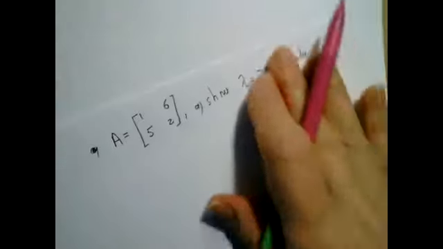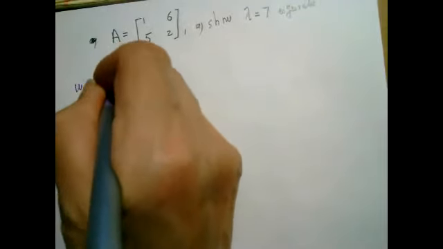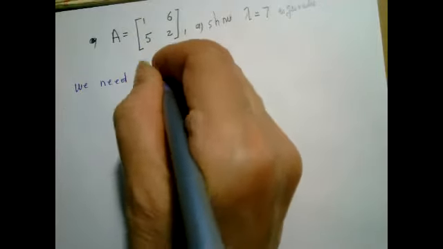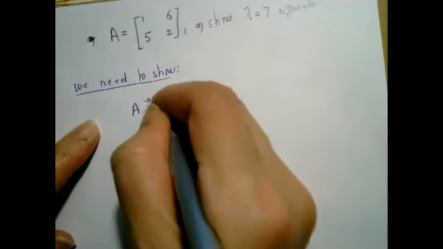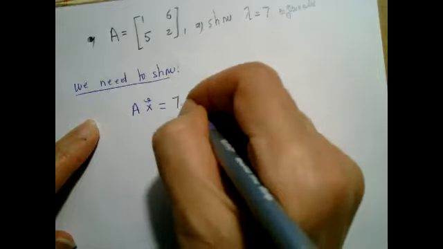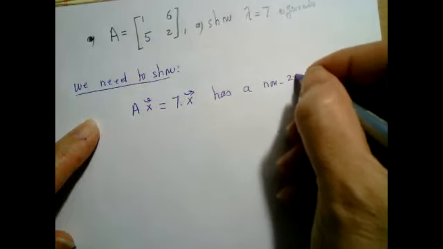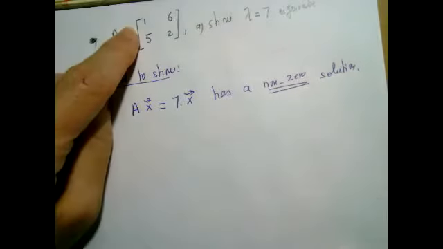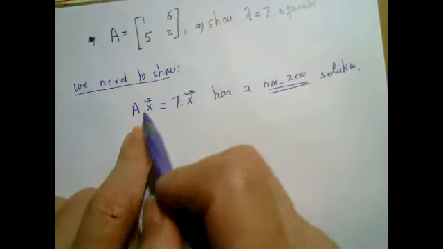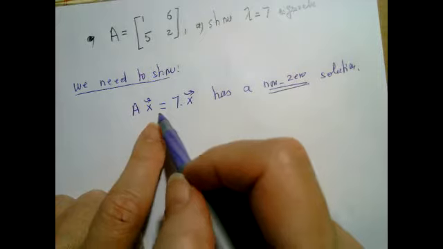So let's write this down. It means show that lambda equals 7 is an eigenvalue. It means we need to show the following: that the equation Ax equals 7 times x has a non-zero solution. A non-zero solution. Okay, we know what A is. That's A. So we want to show that I can find x so that Ax equals 7x as a non-zero solution. And the problem is how to solve this.